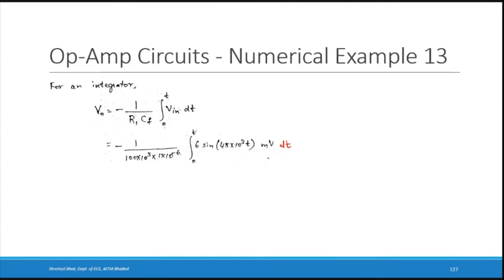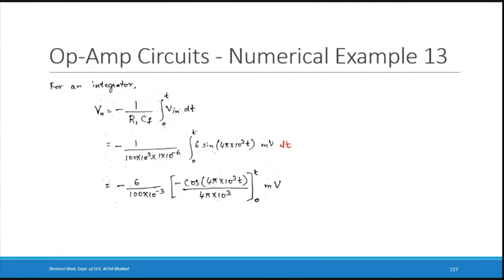So what do you get then? If you integrate, integration of sine is how much? Integration of sine 4 pi into 10 raised to 3 t is minus cos 4 pi into 10 raised to 3 t divided by 4 pi into 10 raised to 3. Is it right? And the limits you have to take from 0 to t.